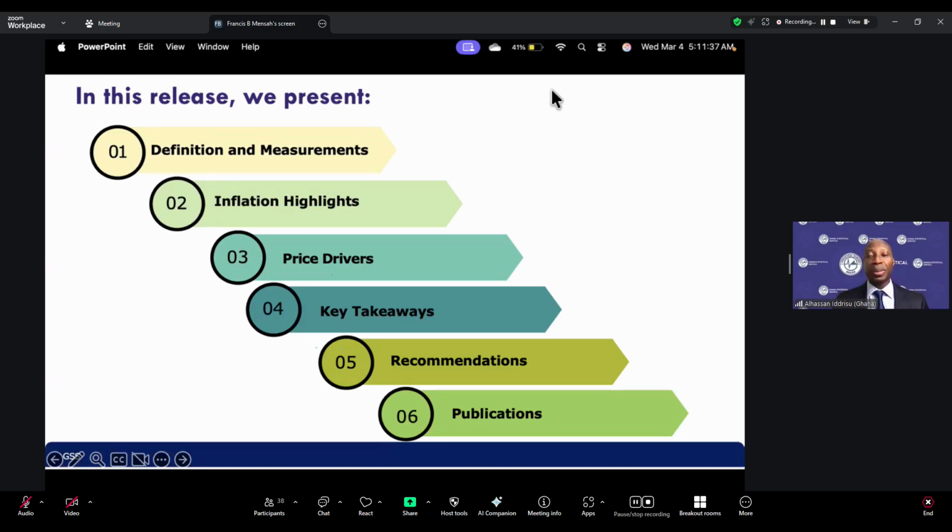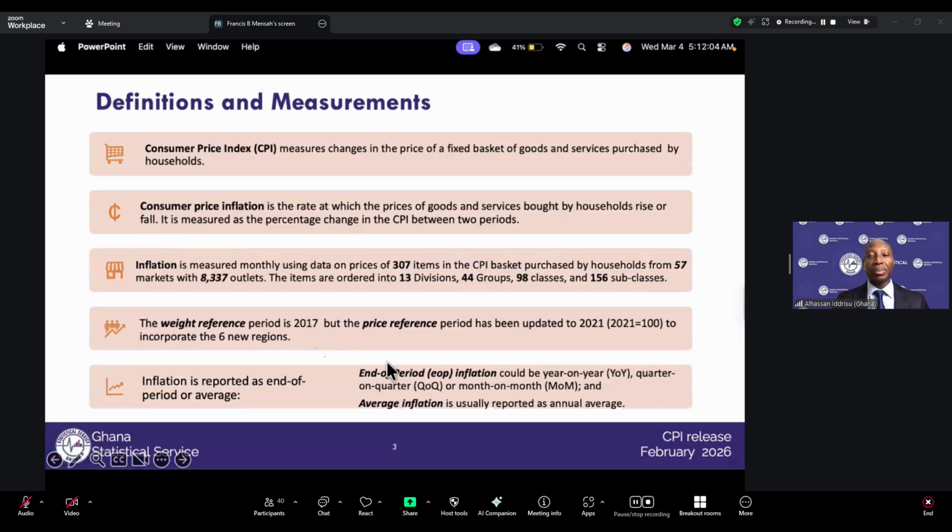We'll also provide deeper analysis on inflation, including goods versus services, local versus imported items, contributions to inflation, and regional disparities. This ensures that the data are not just numbers, but they provide very useful insights. So let me jump briefly into the definitions and measurement, to give us a very good basis to jump into the numbers.